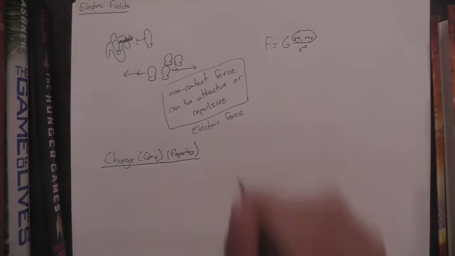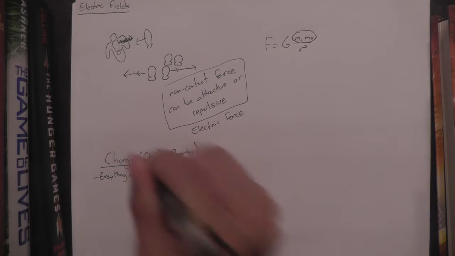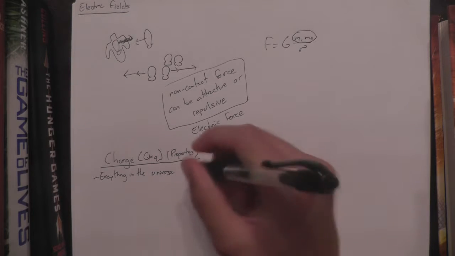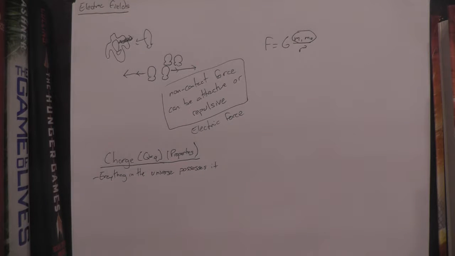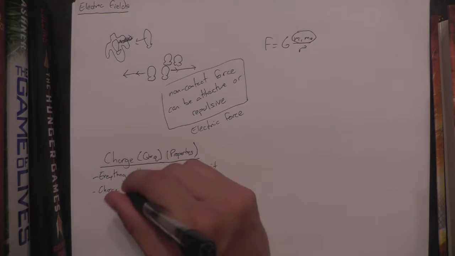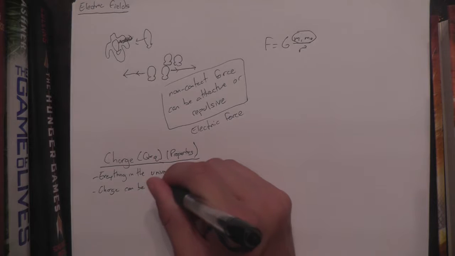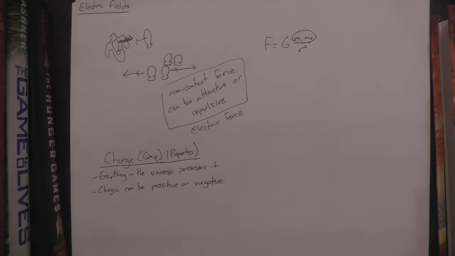Properties. Now, our good old buddy charge, everything in the universe possesses it. Kind of like how everything in the universe, because it has mass, possesses gravitational force. Everything in the universe, because it has charge, possesses an electric force. However, charge, unlike gravity or mass, can be positive or negative. You can't have a negative gravity, but you can indeed have a negative charge.